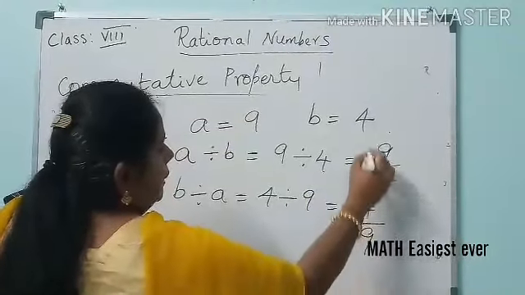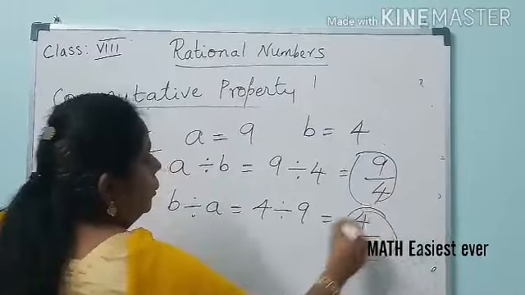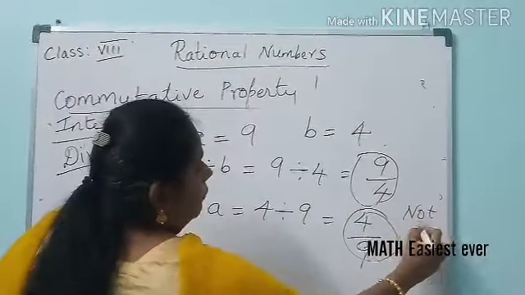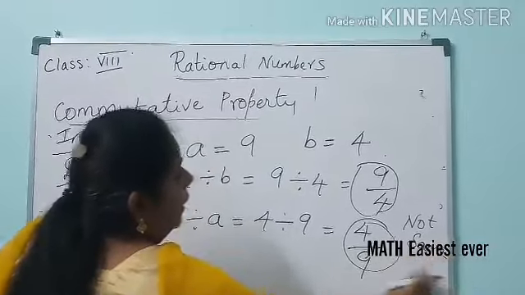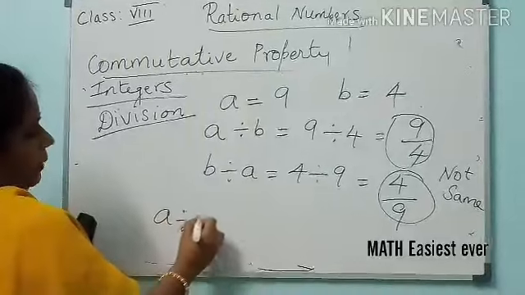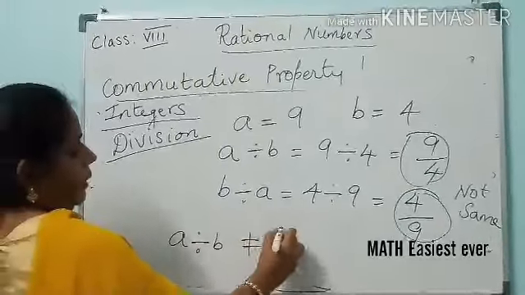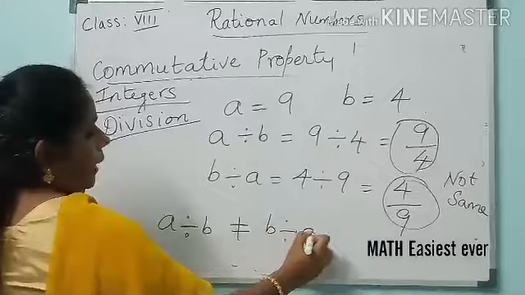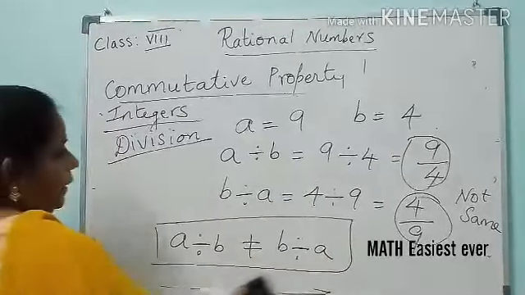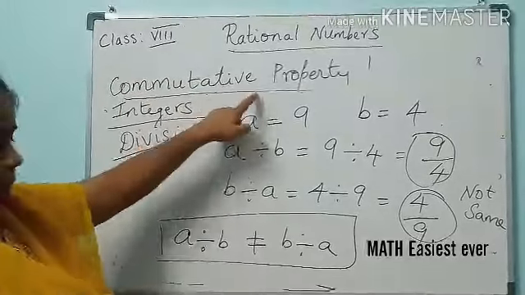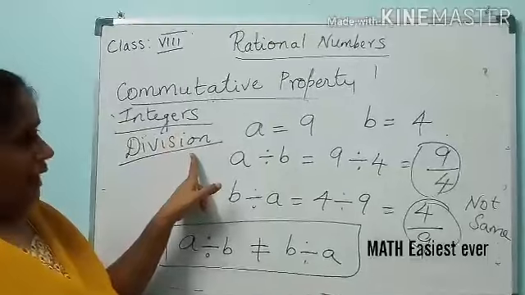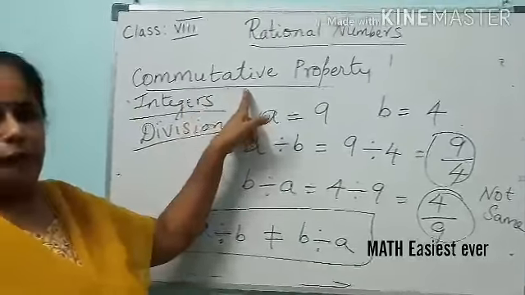Are they both the same? No, they are not the same. 9 by 4 and 4 by 9 are not the same. Which shows that A divided by B is not equal to B divided by A. Okay, children? So what does that mean? The commutative property is not satisfied for division. That is, division is not commutative under integers.